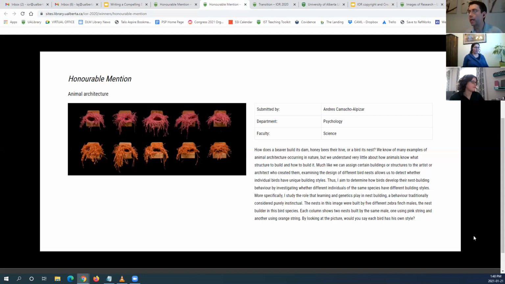Thus, I aim to determine how birds develop their nest building behavior by investigating whether different individuals of the same species have different building styles. More specifically, I study the role that learning and genetics play in nest building, a behavior traditionally considered purely instinctual. The nests in this image were built by 5 different zebra finch males, the nest builder in this bird species. Each column shows 2 nests built by the same male, one using pink string and another using orange string. By looking at the picture, would you say each bird has its own style?